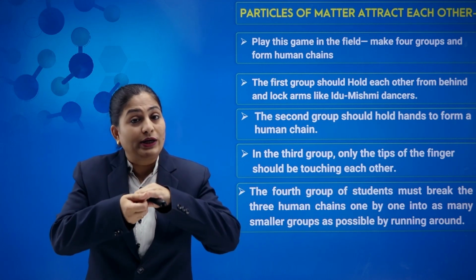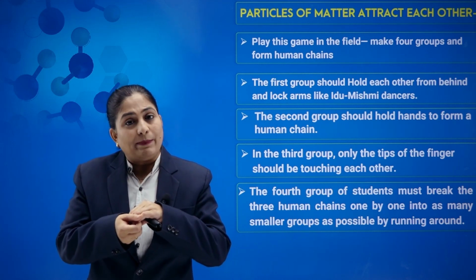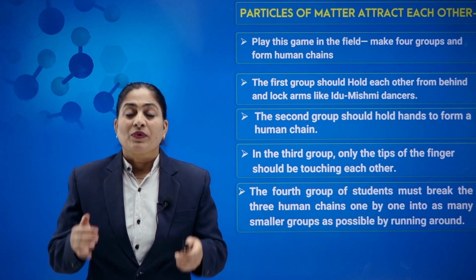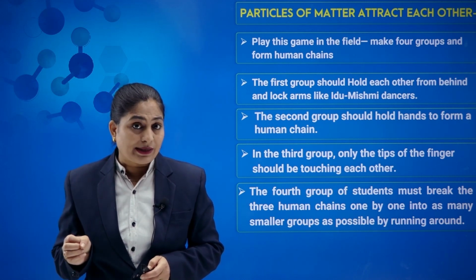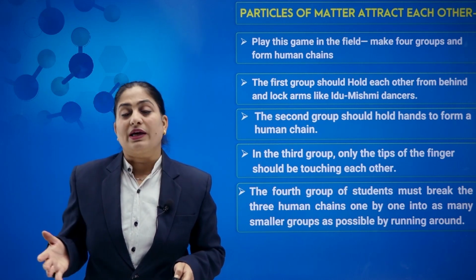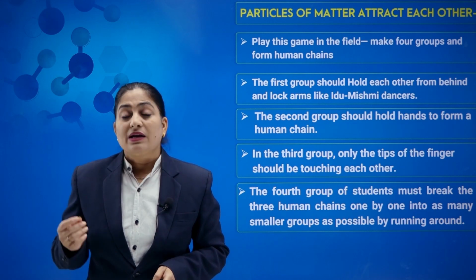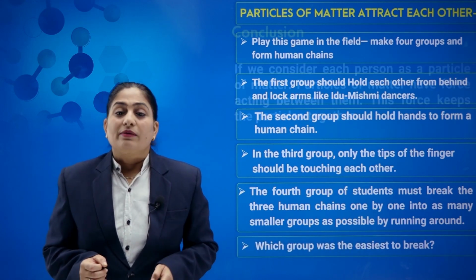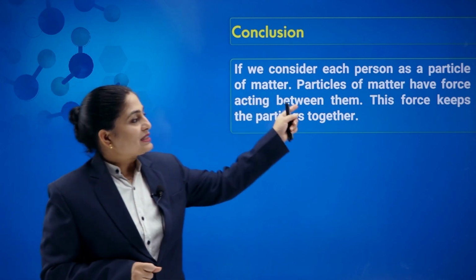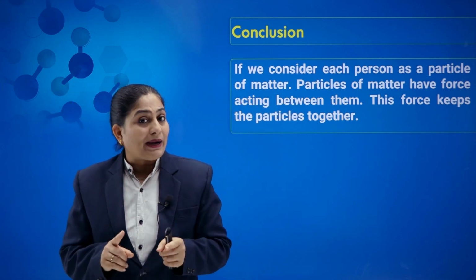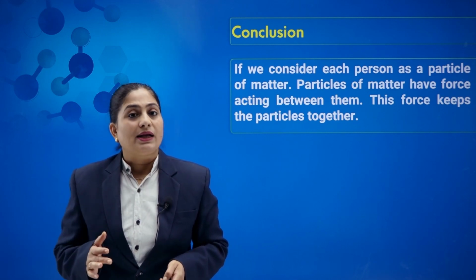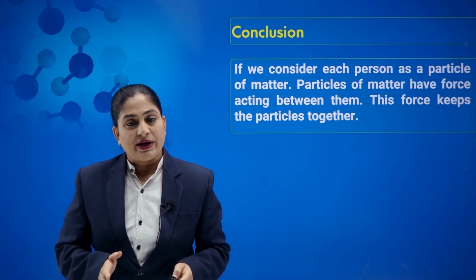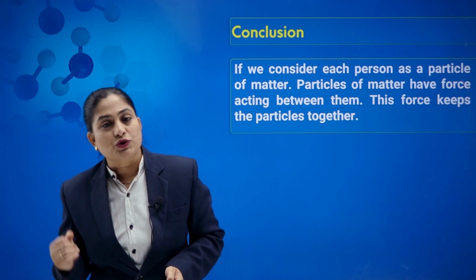Whereas in the second case, they have held their hands, and in that way it becomes much stronger as compared to the third case. So finally, what will happen? We can easily observe that the particles which are strongly attracted need more force to break, as we observe in the case of the iron nail. Whereas a chalk piece we can easily break just by hammering it. So, by this activity, we can conclude that if we consider each person as a particle of matter, the particle which has a stronger force can break only with difficulty, whereas the particles which are bonded with weaker force can break easily, as I have given you the example of a piece of chalk and an iron nail.